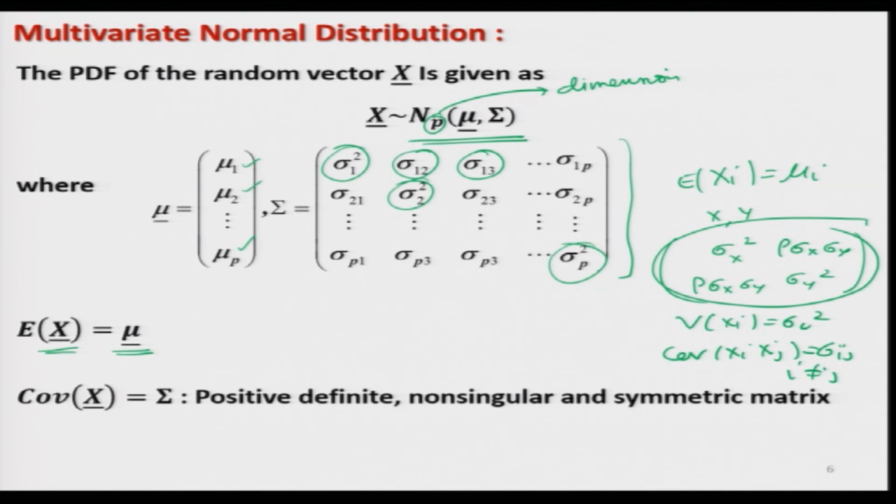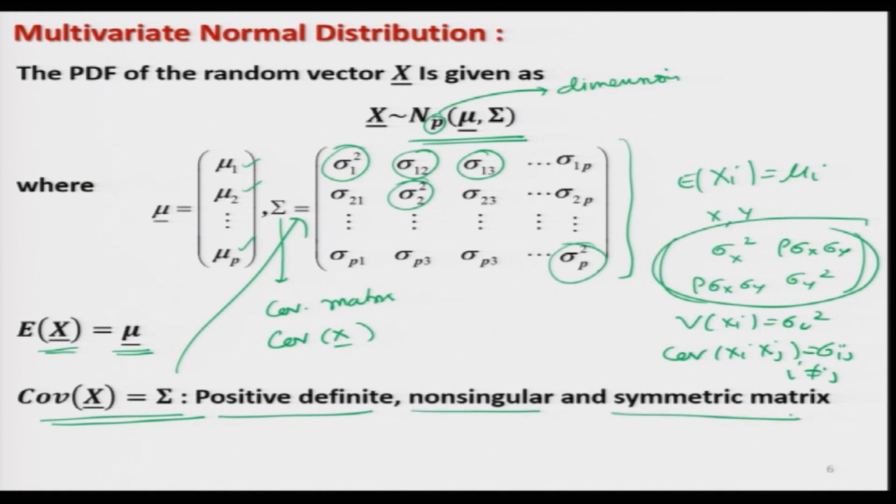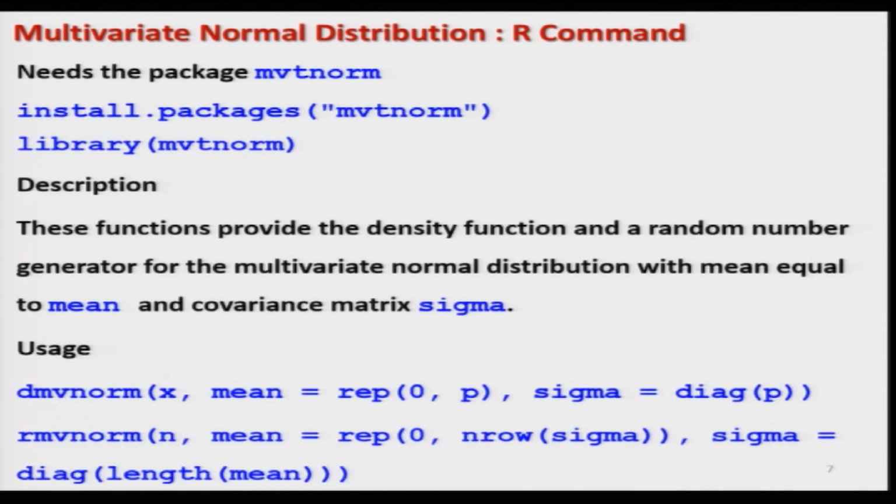Why? Because the covariance between x and y is the same as the covariance between y and x. So, now instead of having a variance, we have a covariance matrix. And in case you try to find the covariance matrix for this random vector x, it will come out as sigma, which is given here, and this is a positive definite, non-singular, and symmetric matrix. Okay, so these are some properties.